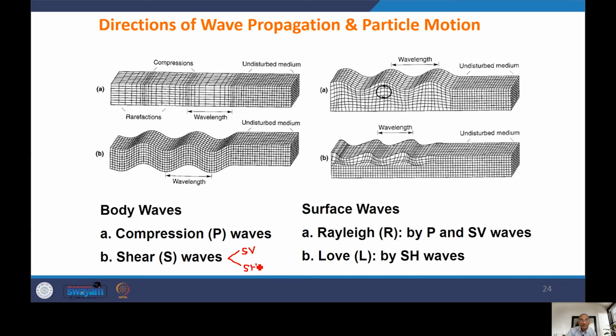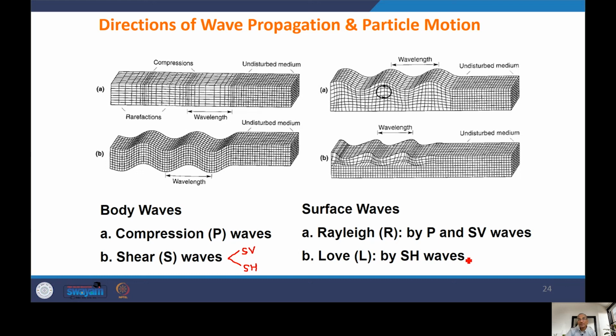Now when these body waves come into contact with the surface, then surface waves are generated. There are, of course, others also, but mostly there are two types of surface waves. One is called Rayleigh wave and another is Love wave. Rayleigh wave is the byproduct of P and SV waves. Okay, and Love wave comes from SH waves only. Because Rayleigh waves are generated from P and SV waves, they have both horizontal and vertical components. But when we talk about Love waves, because they are generated from SH waves only, the particle motion has only a horizontal component.